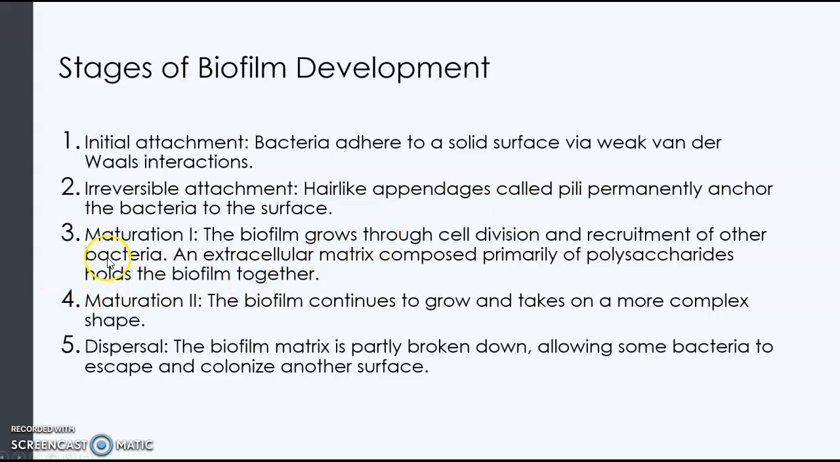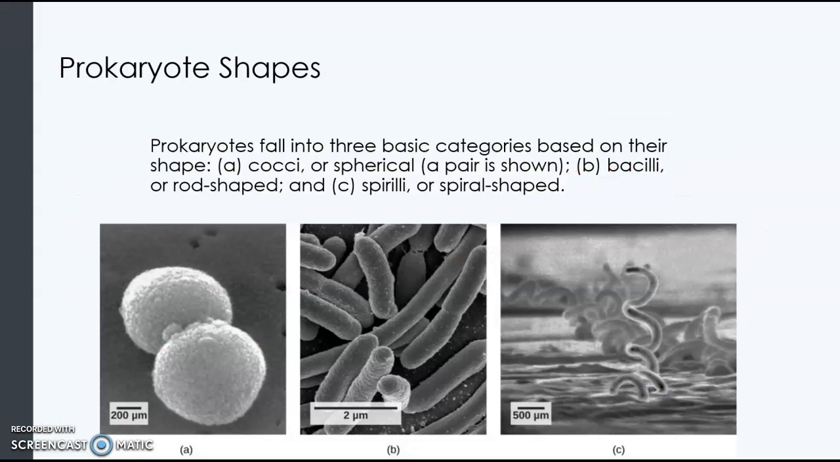Stage 3 is maturation 1. That means the biofilm grows through cell division and recruitment of other bacteria. An extracellular matrix composed primarily of polysaccharides holds the biofilm together. Polysaccharides, remember, are complex carbohydrates. Then step 4 is maturation 2. The biofilm continues to grow and takes on a more complex shape. And in step 5, the biofilm is starting to break down, and some of the individual bacteria are escaping to colonize another surface.